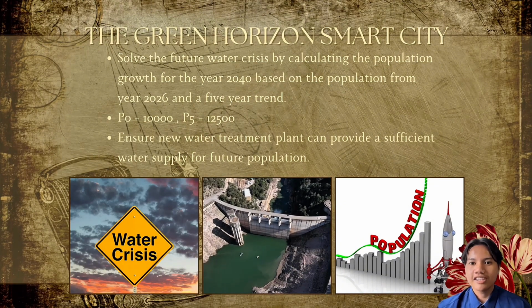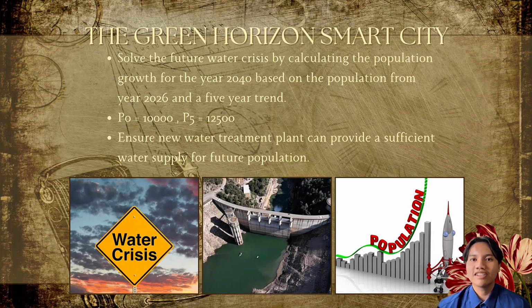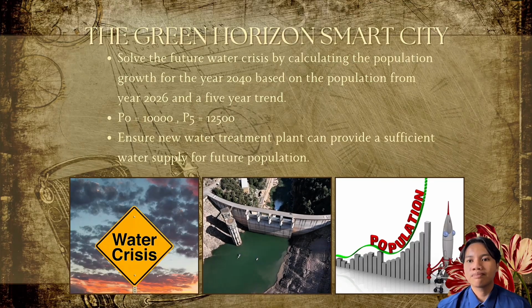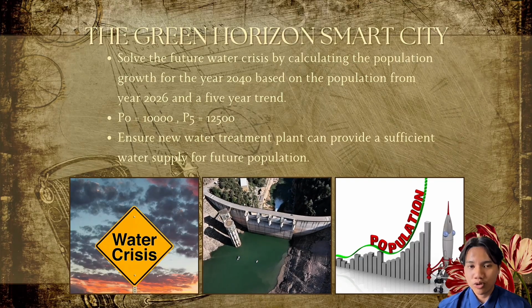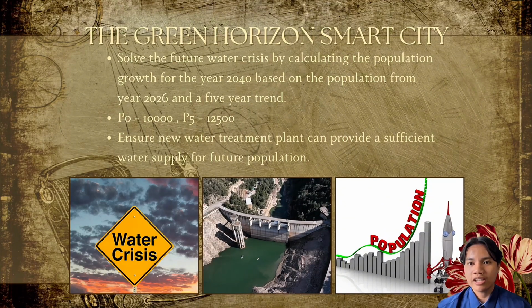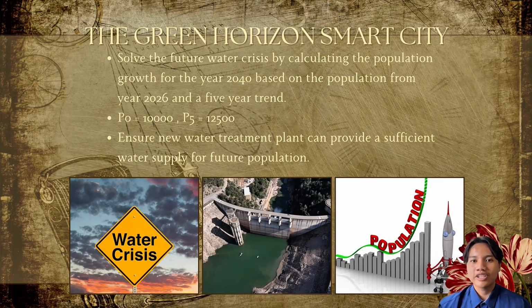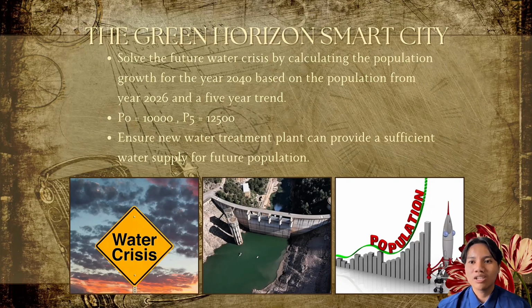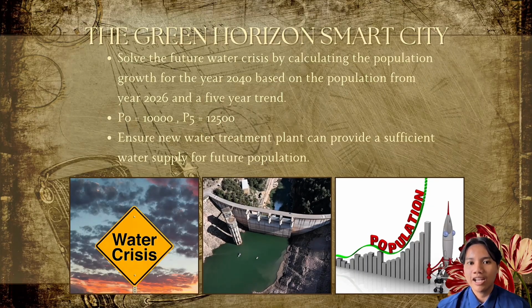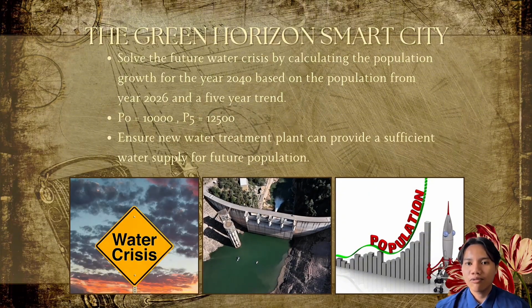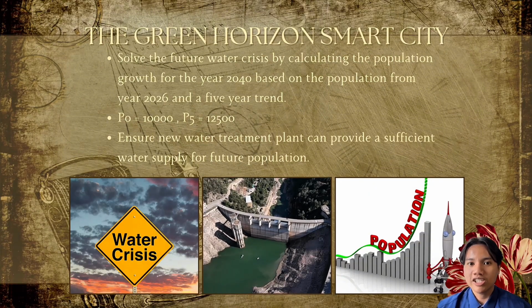The first case study is the Green Horizon Smart City. In this case, we calculate the projected population for the year 2040 based on the population data from 2026 and 5-year trend. This prediction is important to determine whether the new water treatment plant can support future water demand and provide enough water supply for the growing population.